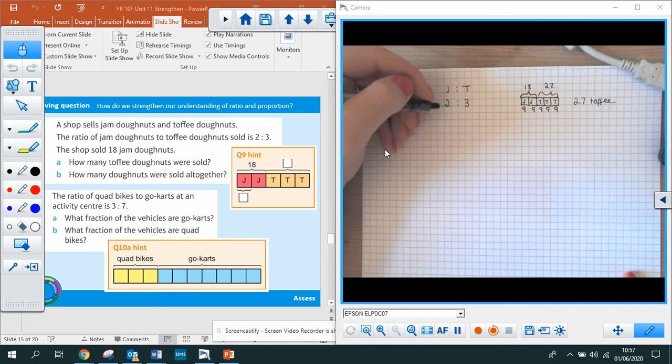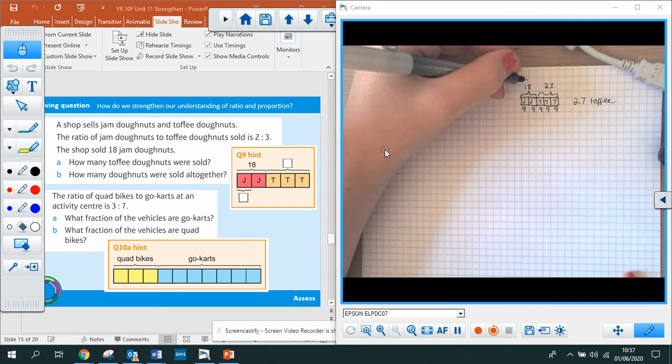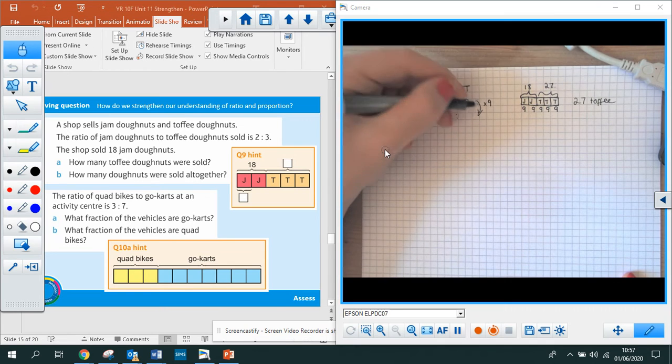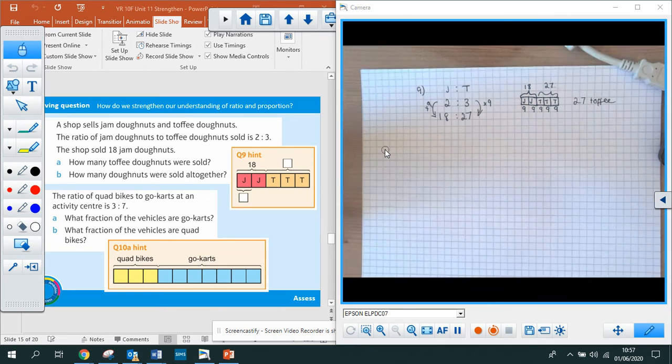If you wanted to use it this way, you put out your ratio. We know that 18 have been sold. So I say, how do I get from 2 to 18? I multiply by 9. So I would multiply by 9 with a 3 to get my 27 for the toffee donut sold. Either way is fine.